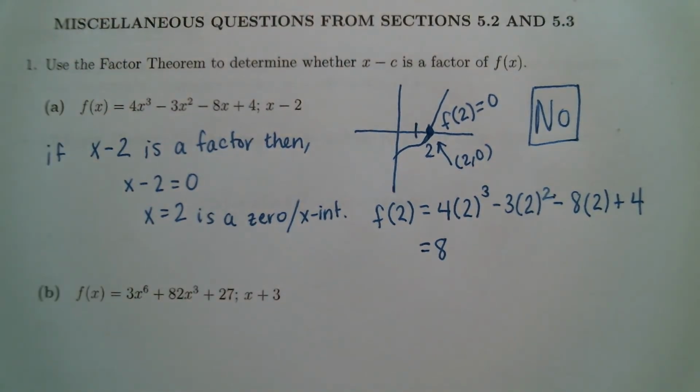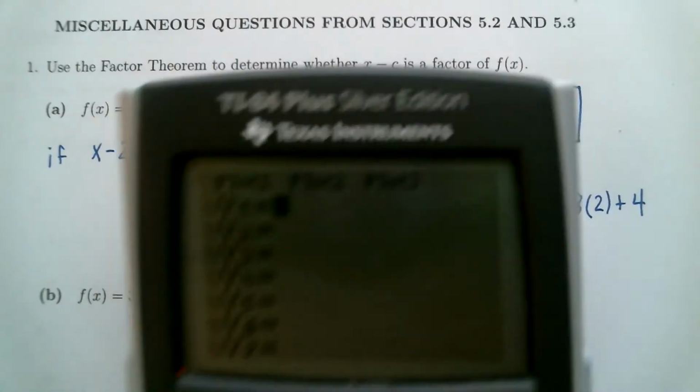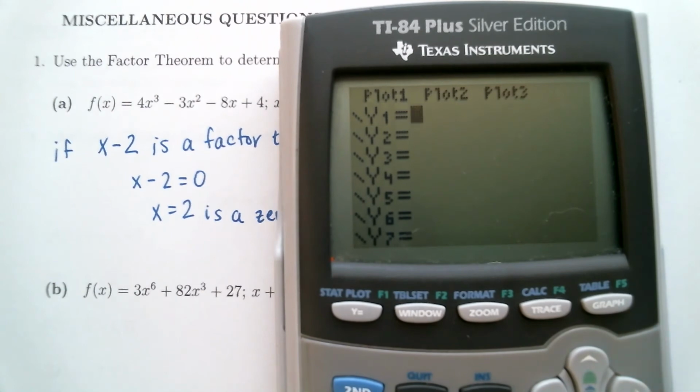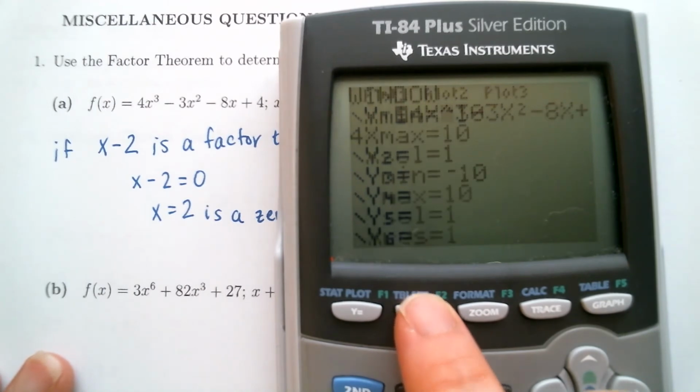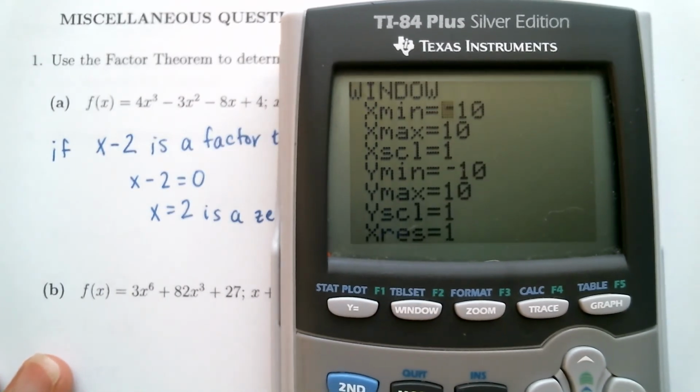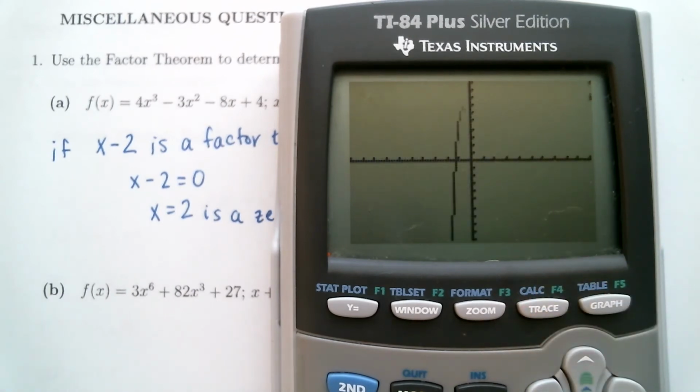You can check yourself on your calculator. You can graph this function. You can put this in the calculator: 4x cubed minus 3x squared minus 8x plus 4. Remember, have your window set to negative 10 to 10 in all directions. Take a look at this polynomial. We're trying to see if x equals 2 is a 0 or an x-intercept.